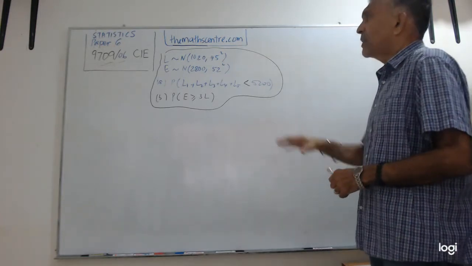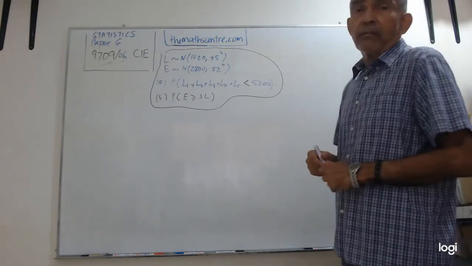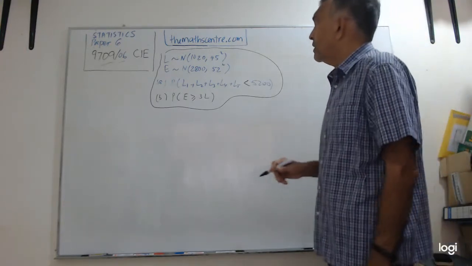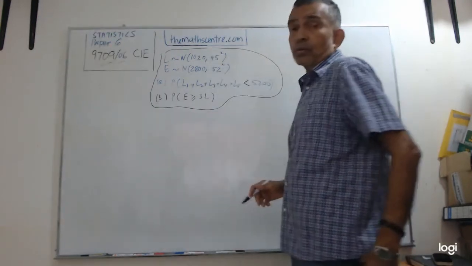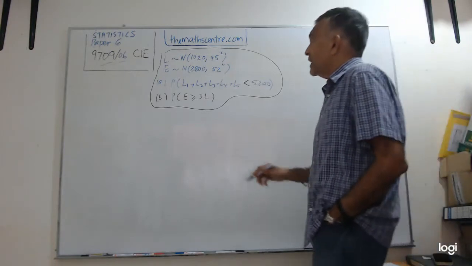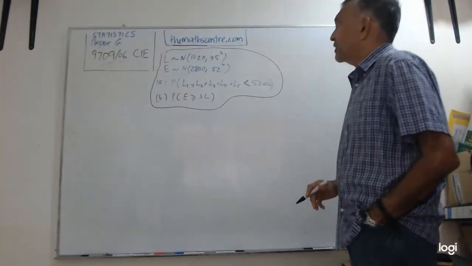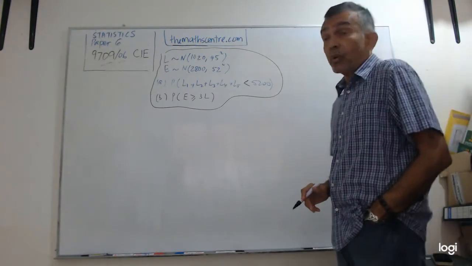I have summarized the information on the board. We have two random variables. L is normal with mean 1020 and variance 45 squared, and E is another random variable which is also normal, mean 2800 and a variance of 52 squared.